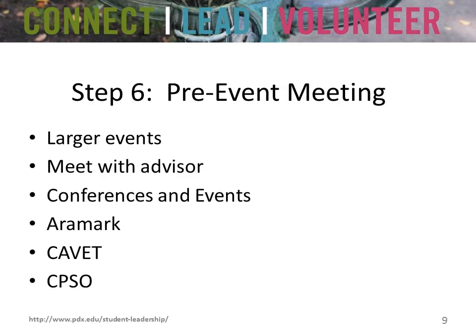Step 6. The pre-event meeting. For large events, which are typically greater than 100 people, and for dances, your organization will need to have a pre-event meeting at least 6 weeks in advance. This meeting usually involves the student leaders, your SELP advisor, Conferences and Events or the Stotts Center, Aramark, CAVIT, and Campus Public Safety. The purpose of this meeting is to go over the agenda of the event and finalize the logistics so that everyone involved with your event is aware what is needed to make it successful.